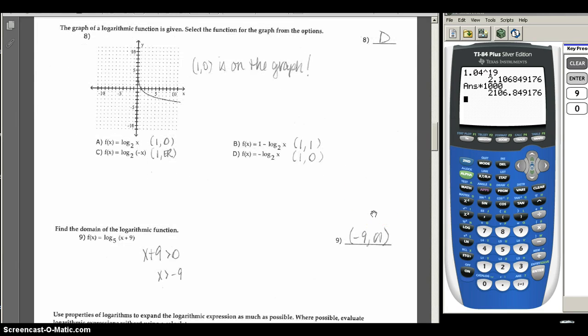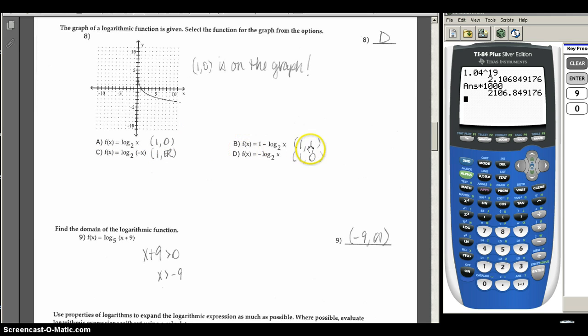So number 8. The graph of a log function is given. Select the function for the graph from its options. I did pretty much the same process I did before. I noticed that (1, 0) is on the graph, and instead of looking at shifts, all I did was put each one of these into my graphing calculator, pull up the table, or you can evaluate. I plugged 1 into all of them, and I know that (1, 0) has to be on my graph, so that eliminated option C, because when you plug in 1, you actually get an error.